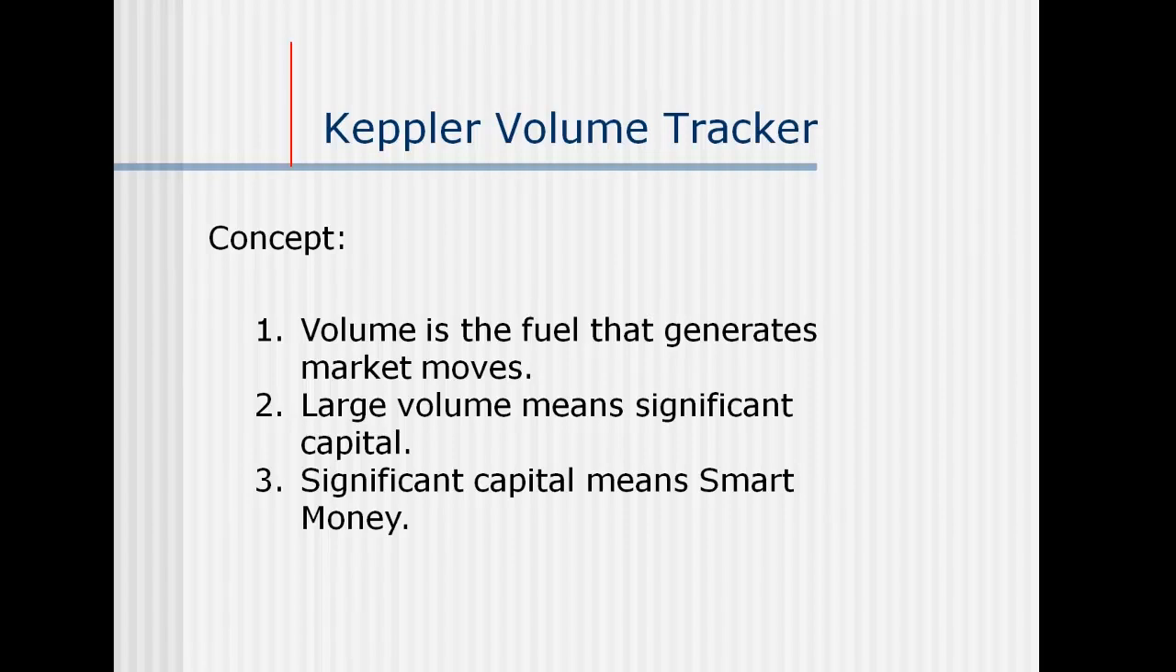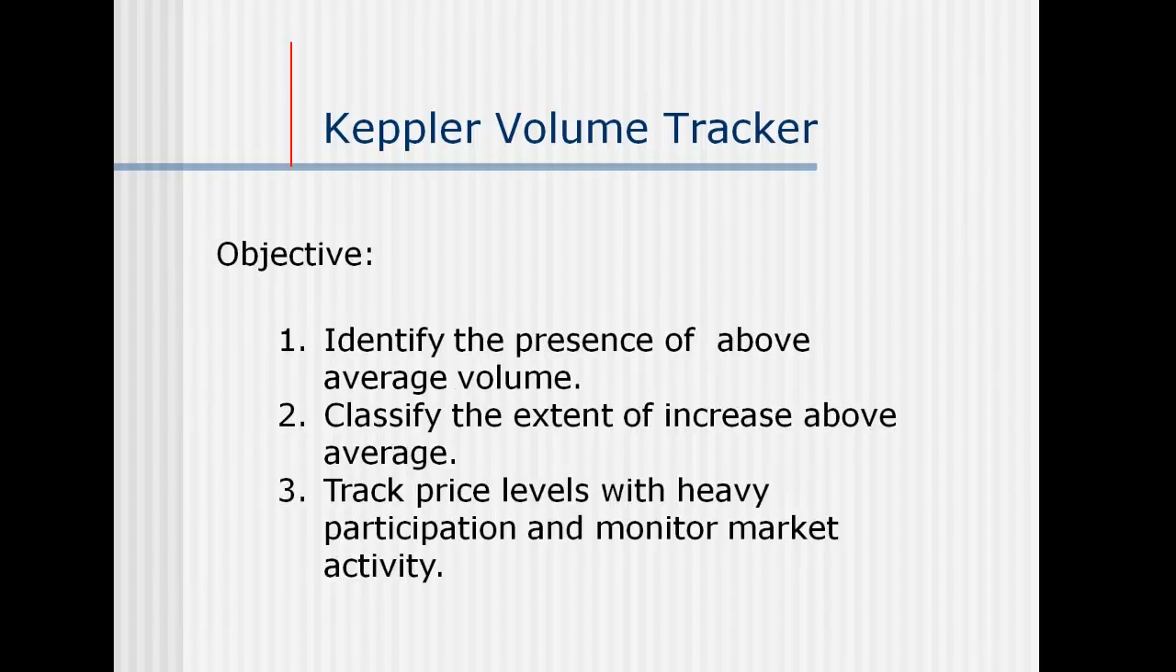So that's the concept. The concept is we want to really be able to identify the elephant in the room, the elephant being smart money, large participants, and therefore we needed a tool that would help us to do that. And I developed the Kepler Volume Tracker, which is really an algorithm that takes a look at volume and helps to identify for me different levels of intensity when it comes to volume. And we'll talk a little bit more about what the Kepler tracker does. First of all, the objective of the tracker is to identify the presence of above average volume.